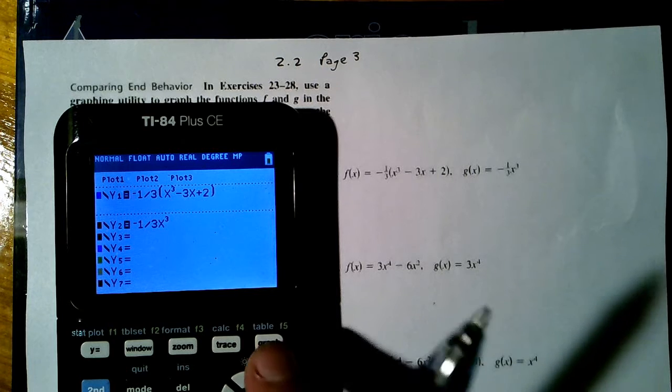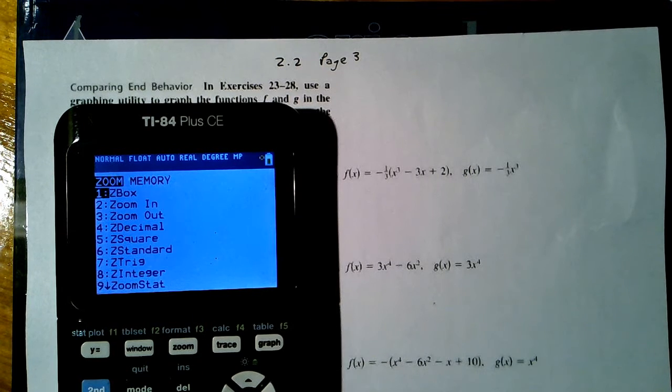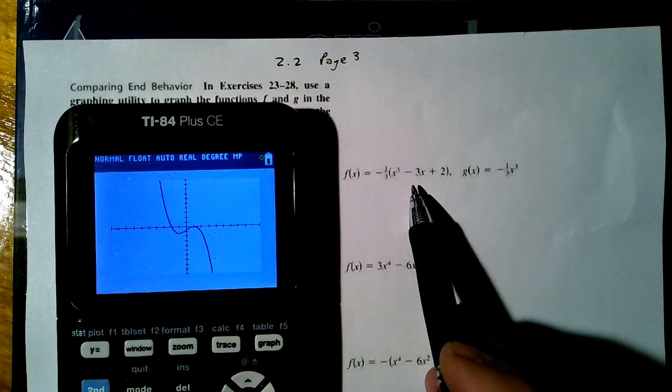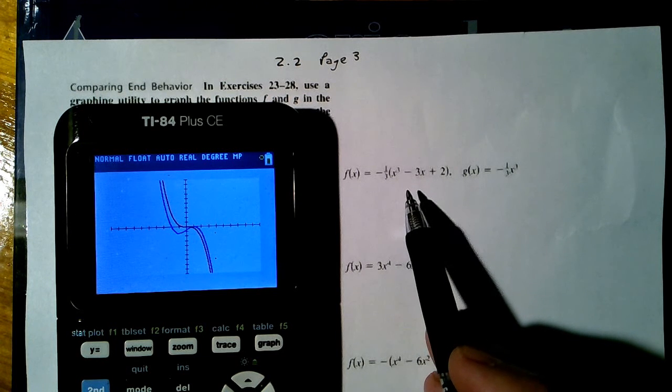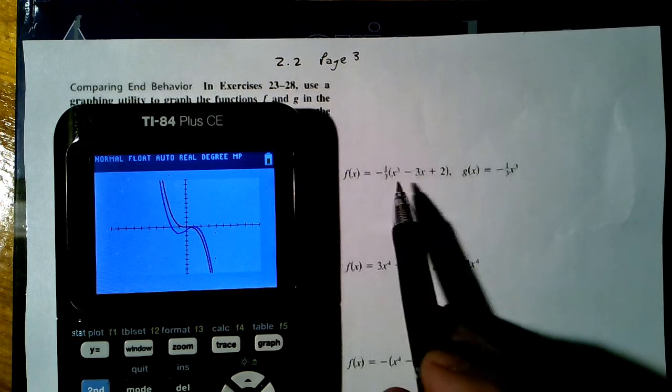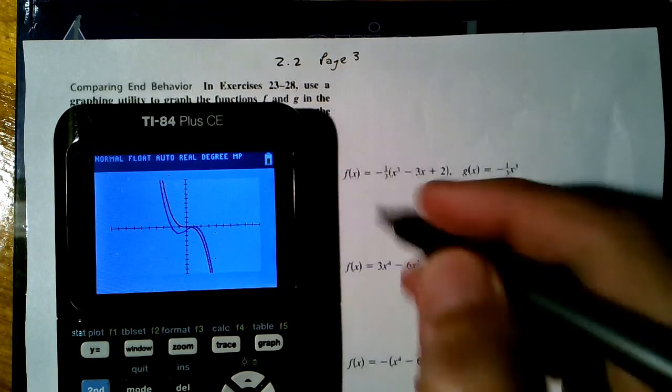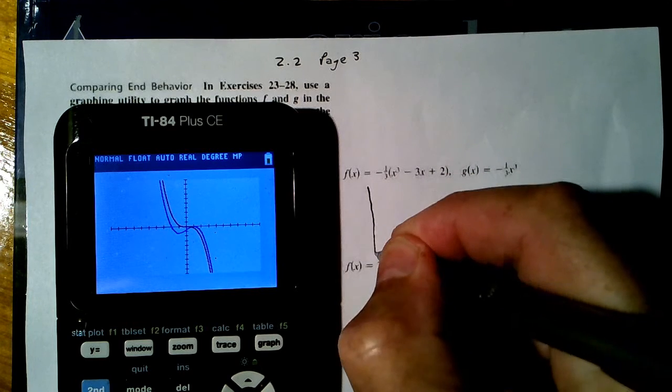So let's go ahead and graph this thing. I'm going to zoom 6. That's zoom standard. And there's our first function. A little wiggling going on. And our second function should be coming. There it is. And I believe we got enough wiggling going on for a third degree polynomial to say that, yes, we've reached end model behavior. So just a rough sketch.